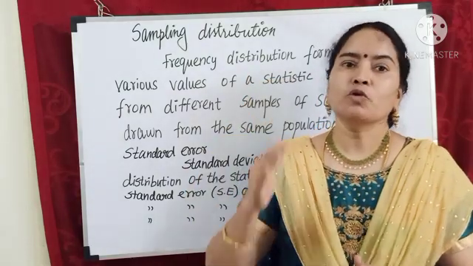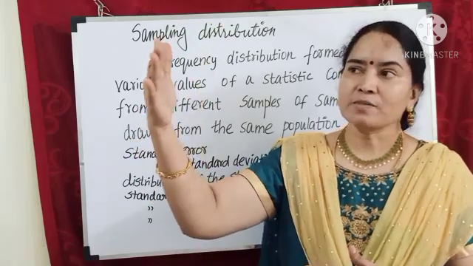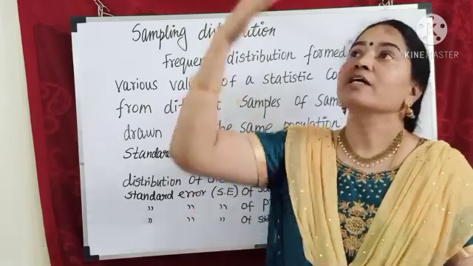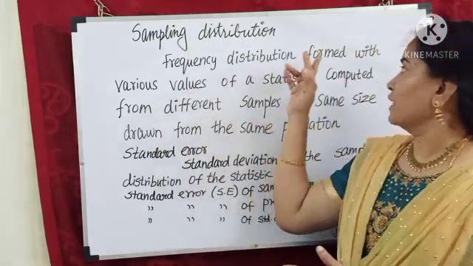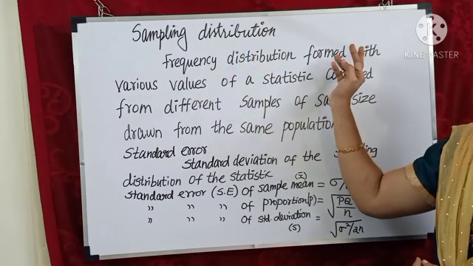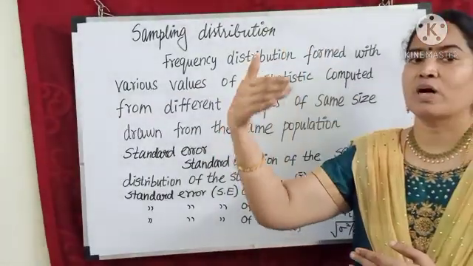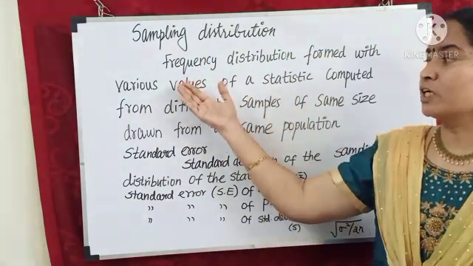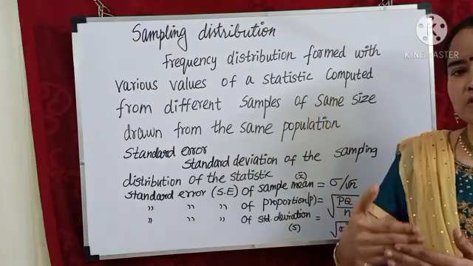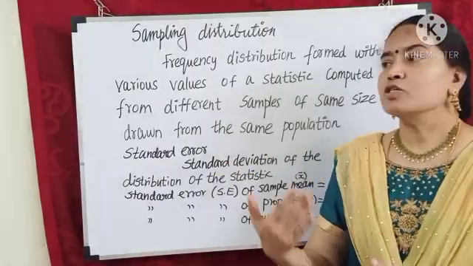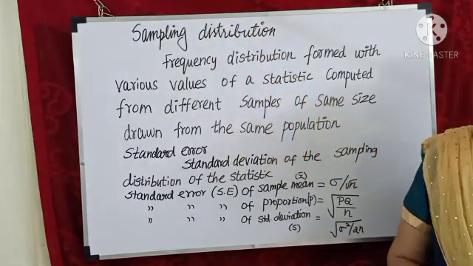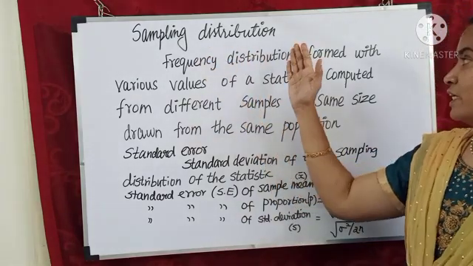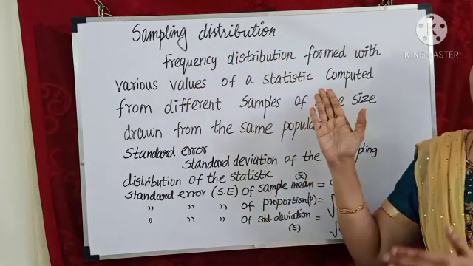Each sample, you calculate the mean. So X bar for the first sample, X bar for the second. So the mean of every sample I collect, tabulate it. The frequency distribution of the various values for sample 1, sample 2, sample 3 like that. The frequency distribution I form using all the mean values or using all the standard deviation values. So this is called sampling distribution. So sampling distribution, just to say in a few words, is a frequency distribution with various values of a statistic.